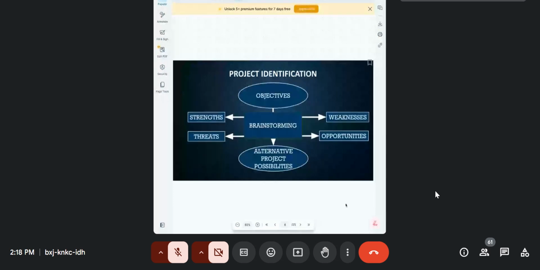So the flow of the project identification looks like this. First, we have to identify our objective. Then we do our brainstorming, where we look at our strengths, weaknesses, our threats, and our opportunities. Then after that, we list the projects that we want to have a look at.